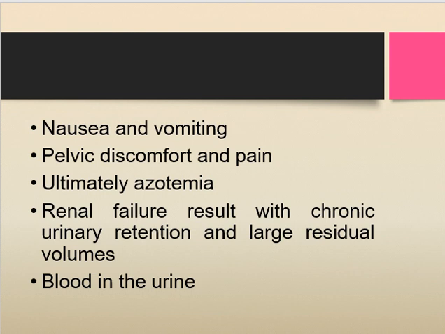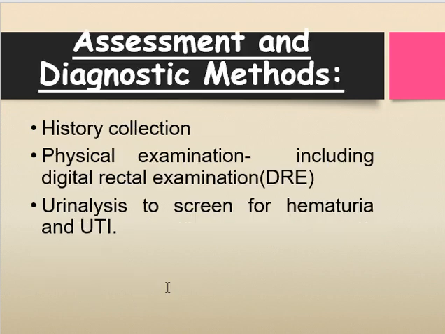The urea as well as the nitrogen compounds, the BUN level, blood urea nitrogen level, will be elevated here, and ultimately the person may go into renal failure as a result of chronic urinary retention and large residual volumes which the person is not able to void out. And the last, towards the end or in complicated cases, when they do not get medical help in an earlier phase, there will be blood in urine, otherwise called hematuria. Why? It is a complication of urinary tract infection.